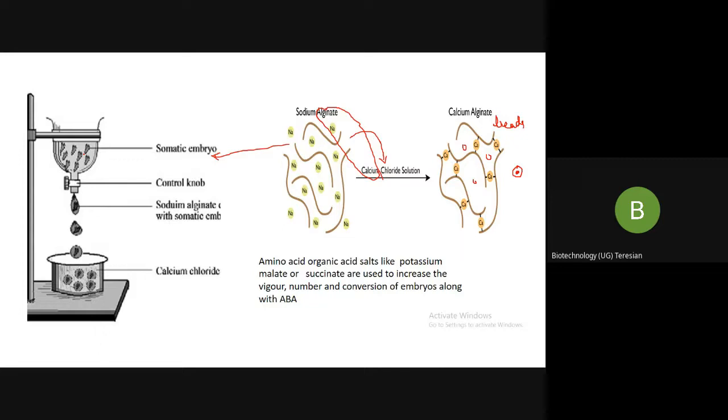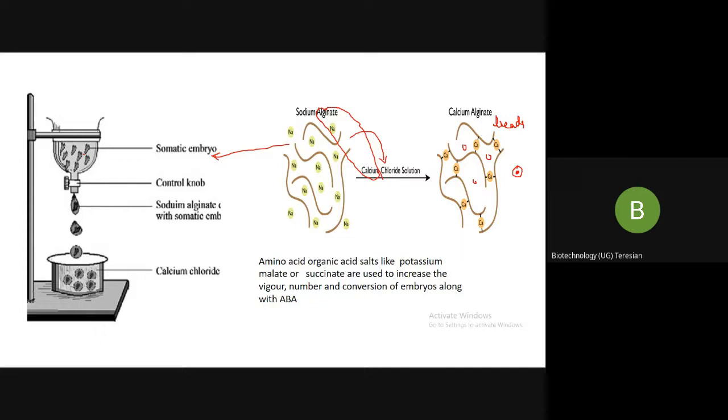So if I want to generate more somatic embryos or increase their vigor, what can I do? People have thought about this, because comparatively, the embryos we have developed in the lab are less vigorous when compared to the original seed. How will I make them more vigorous? How will I make them viable? People have come up with a lot of ideas.